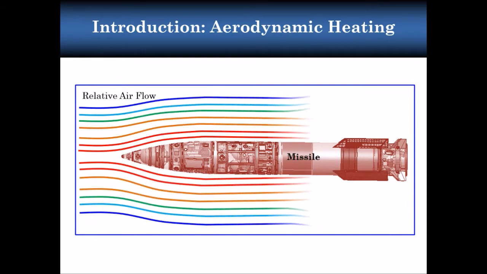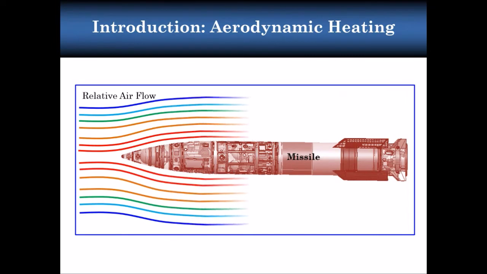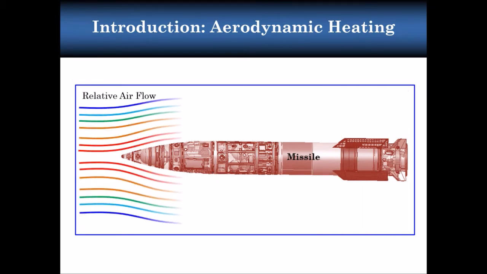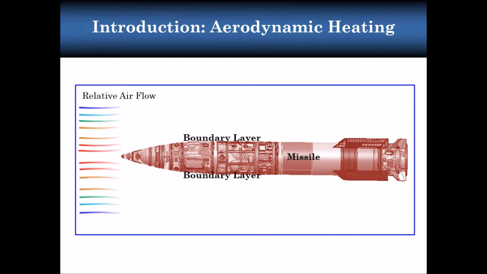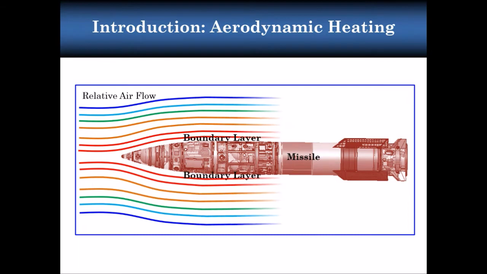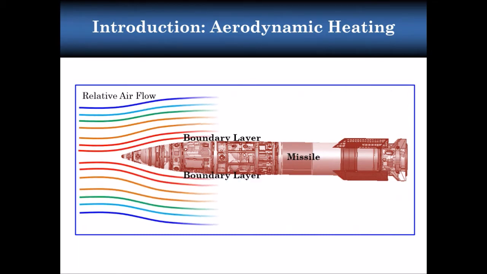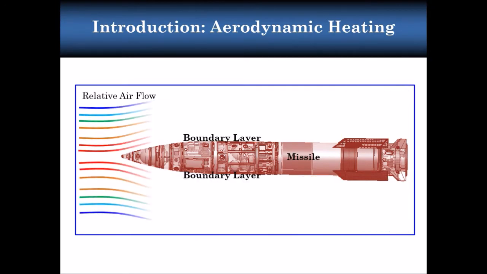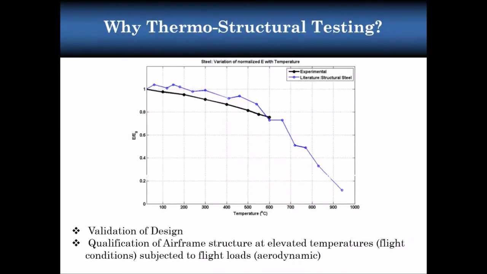Our main aim is to protect the internal components from the external heating. We do this mainly by selecting high-temperature materials, or by using an external thermal protection layer or an internal thermal protection layer. Different schemes are available, and based on our requirement, we can choose. Now once this is designed, how do we qualify it? That is the main aim of this presentation.